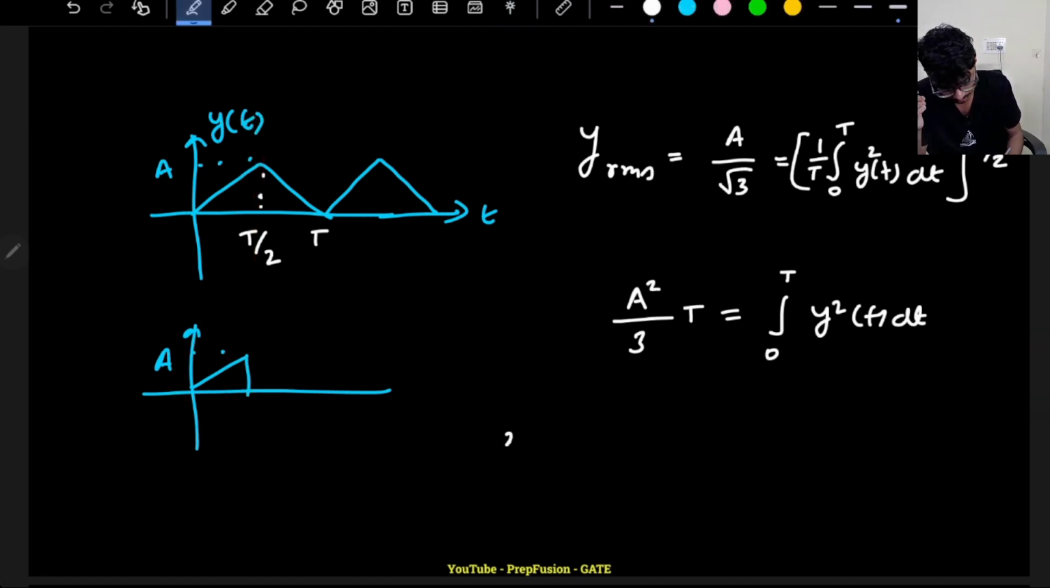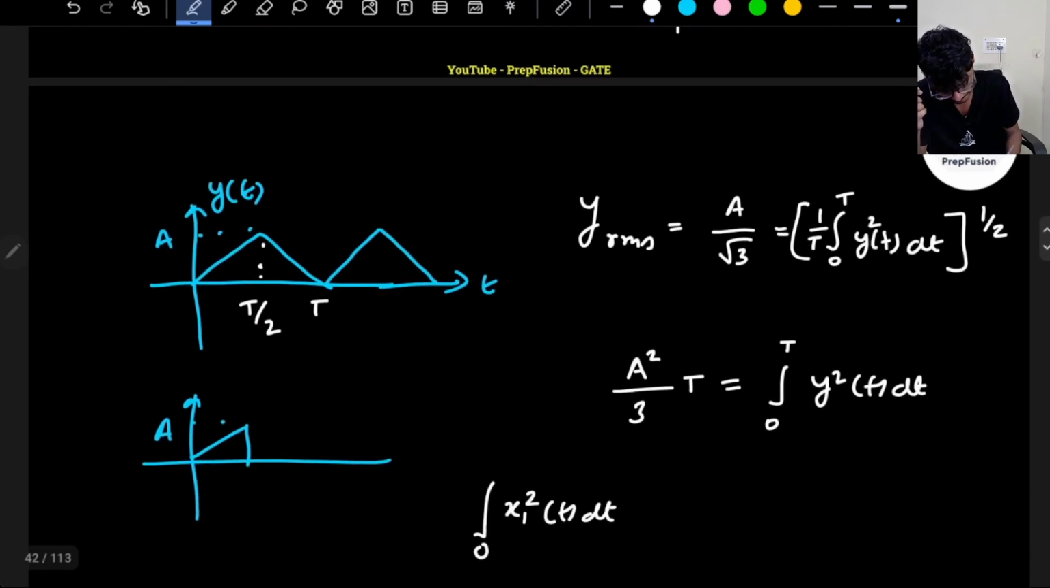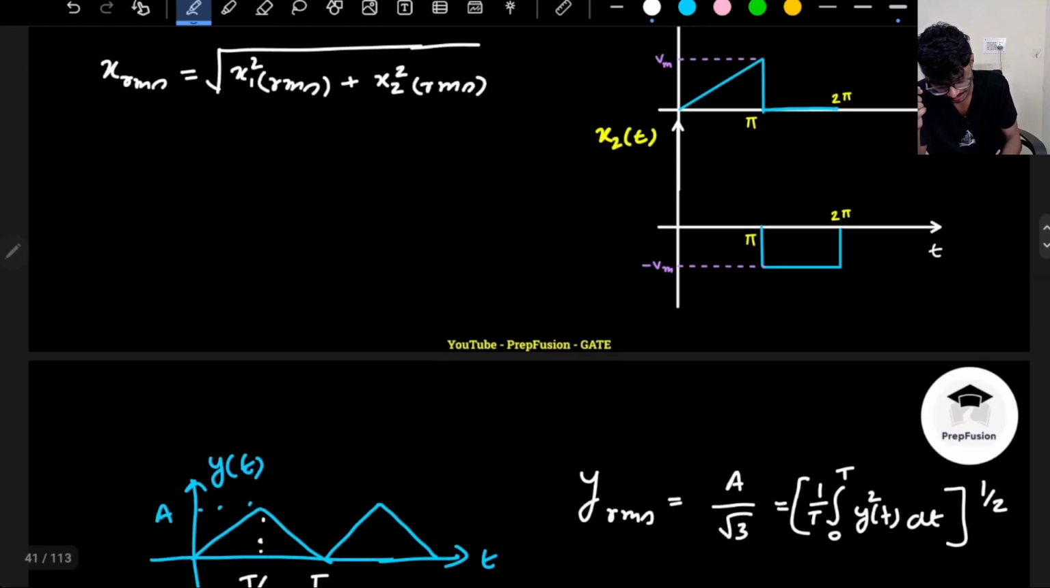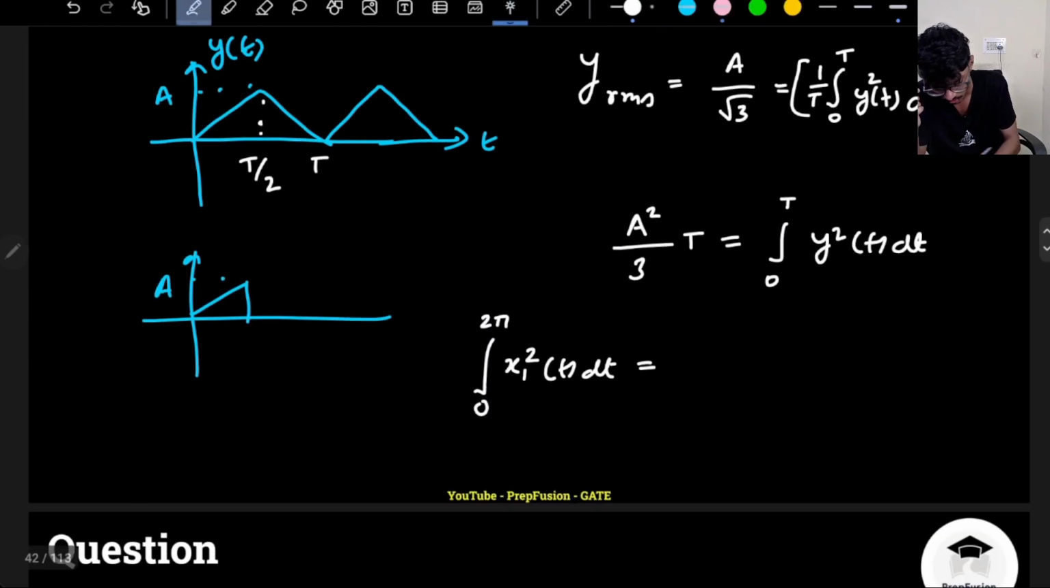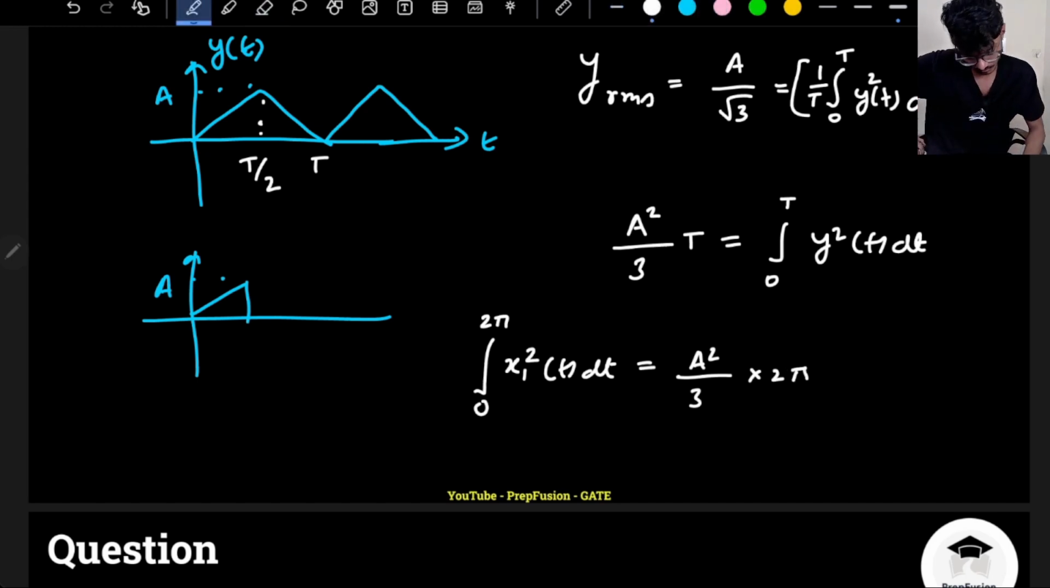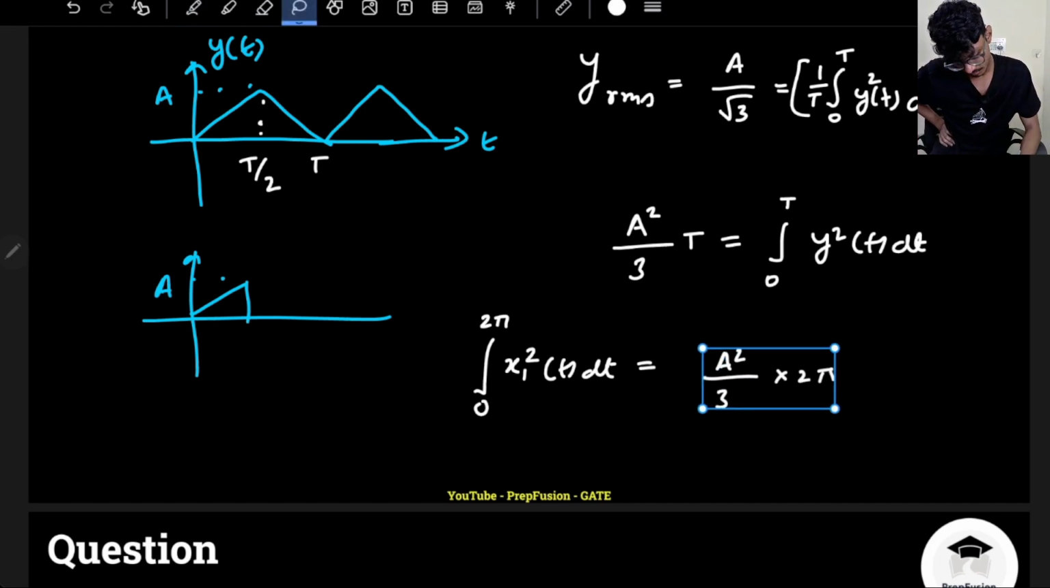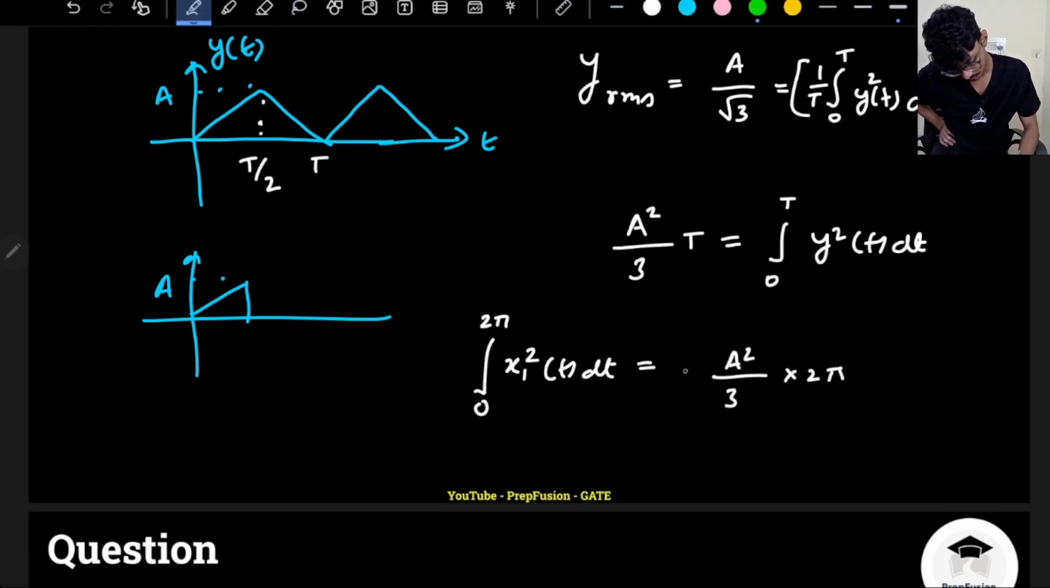So my integration of x1 of t whole square dt from 0 to 2 pi will be simply half, because the other half is simply 0. So ultimately this will be equal to a square by 3 into t, that is 2 pi, the time period of the waveform, multiplied by half. So this whole thing will be multiplied by half, the area will be simply half.